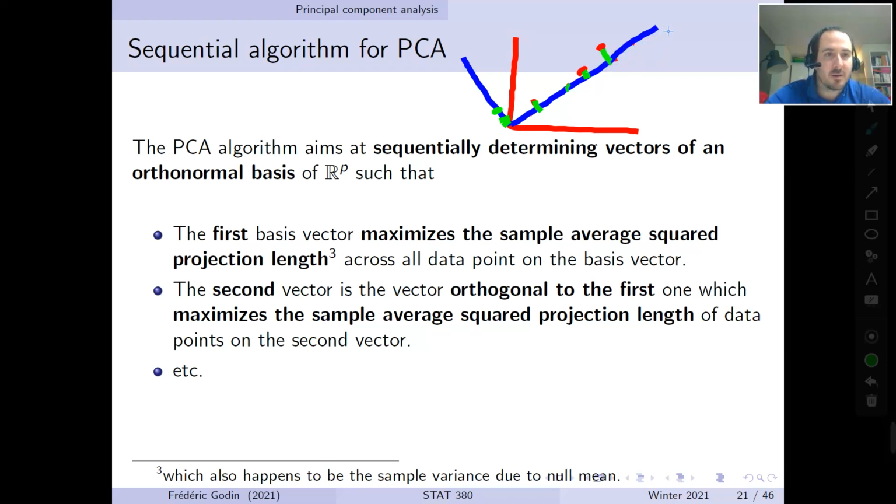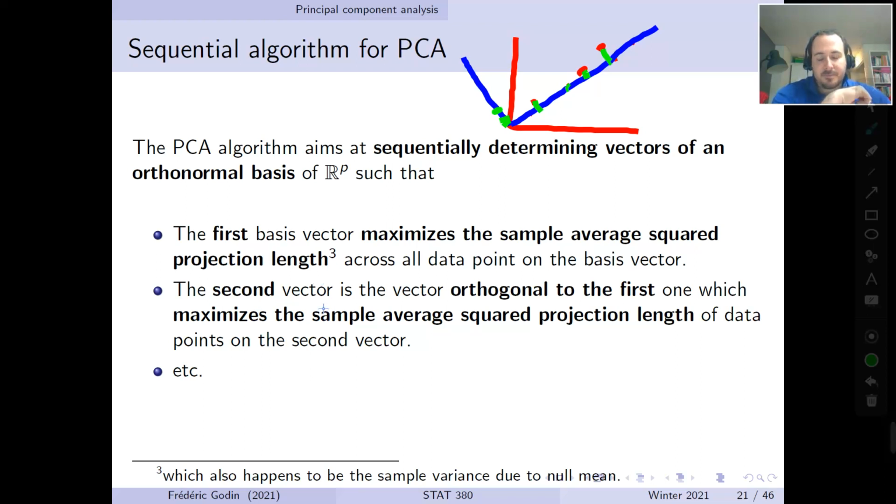Okay, so this is the one we'd like. We'd like to maximize the average across all observations of the squared projection length. We want projections to be large when squared. So, the first basis vector, let's say that again for clarity: we're going to optimize it so that we maximize the sample average across all observations of the squared projection length, so as to maximize the relevance or the information provided by that axis.